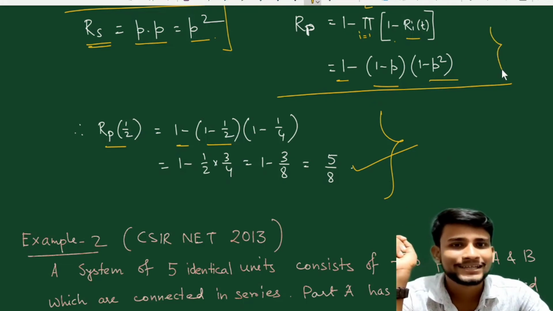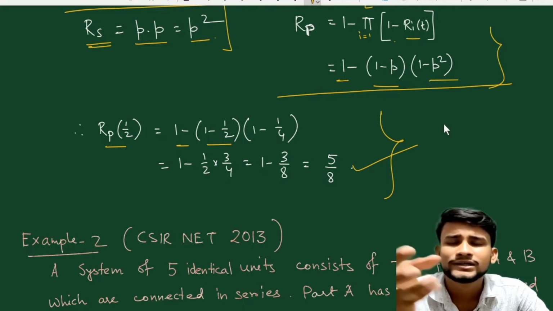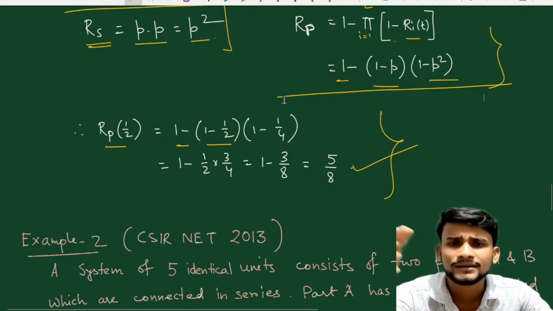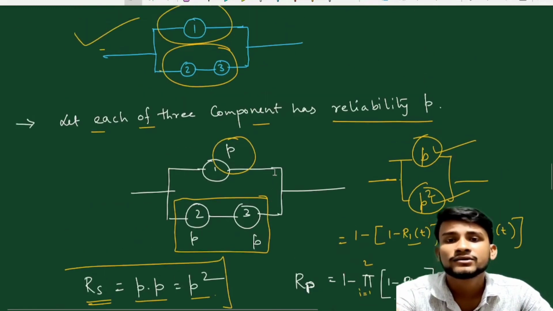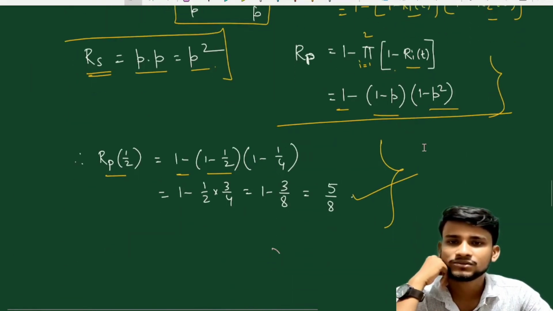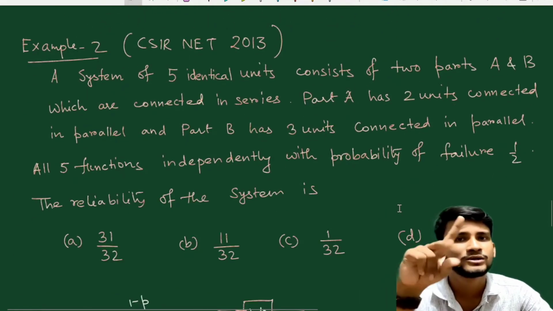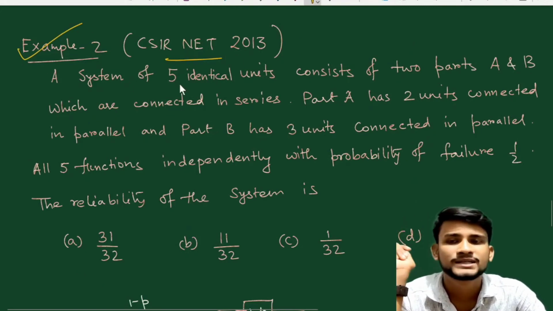This question asks what the reliability function is when the system reliability, of each component, is p. This is one question, and the other question I write here is question number 2. So these two questions are from CSIR NET. Therefore we covered two questions of CSIR NET. Now let us come to another example, which is also a question from CSIR NET.